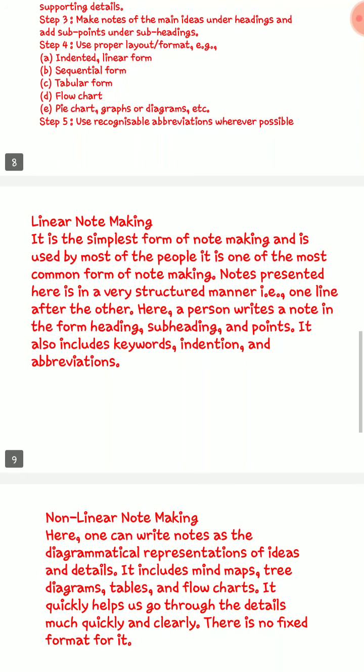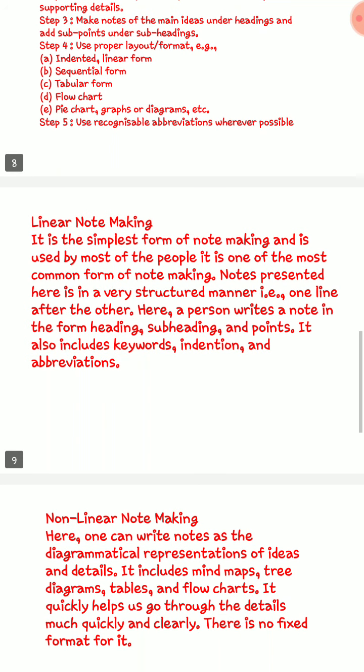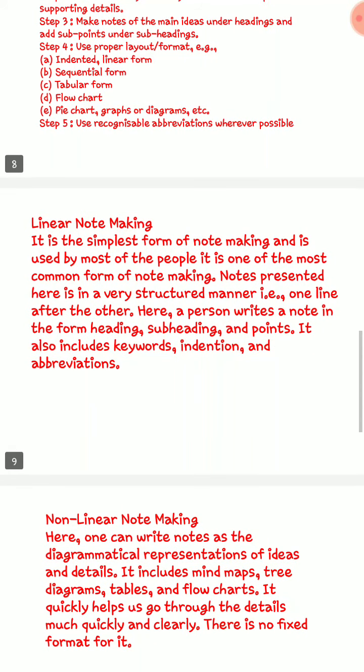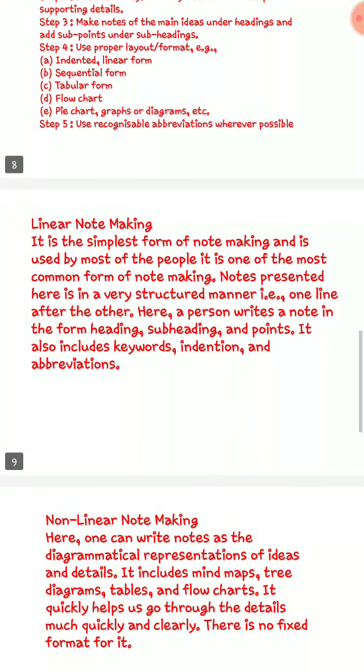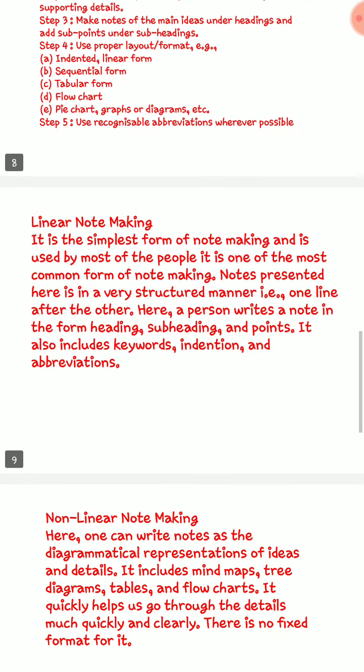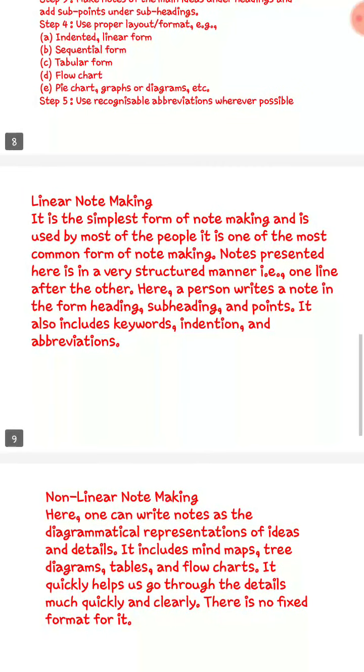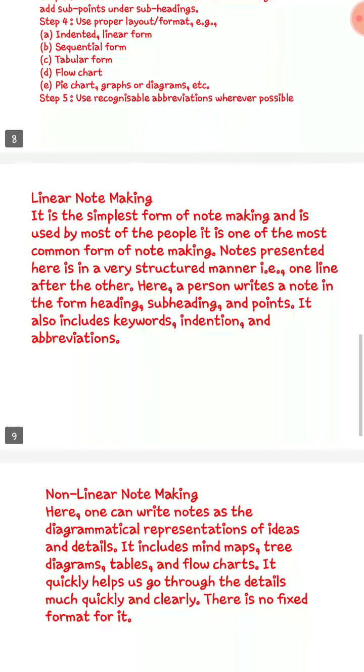All these are related with the format of note making. Headings, and under that subpoints are to be given. Subheadings should also be given. That means headings or subheadings are a must. Some also give subpoints, breaking down the subheadings into other points. Now these things are related with the structure of note making. Proper layout or format is a must.